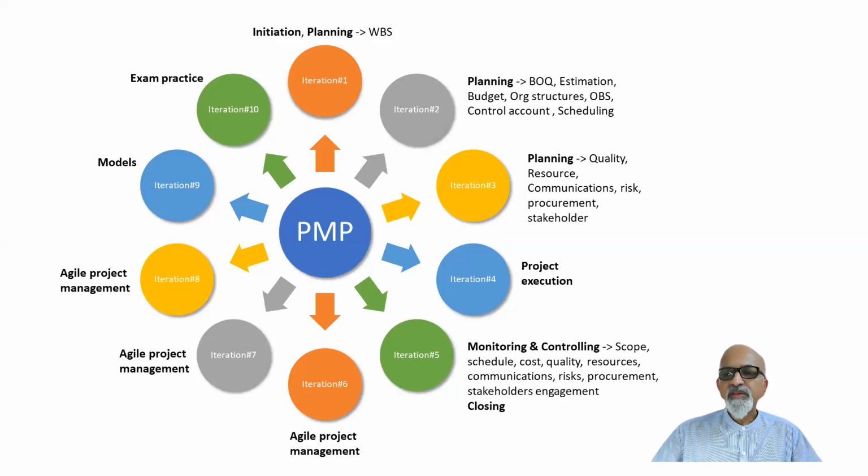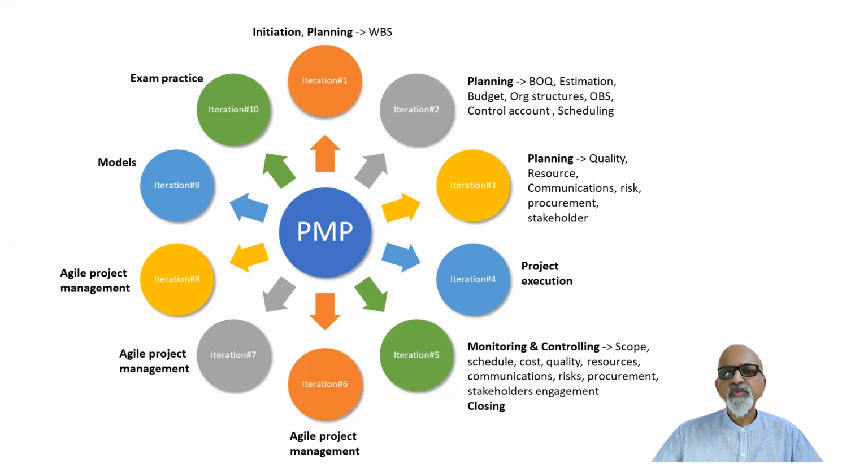In this video, let me explain the 10 iterations of the PM Distilled PMP program. In iteration 1, we'll be covering project initiation, collecting requirements, defining the scope, and decomposing the scope into a work breakdown structure. So that is iteration 1.